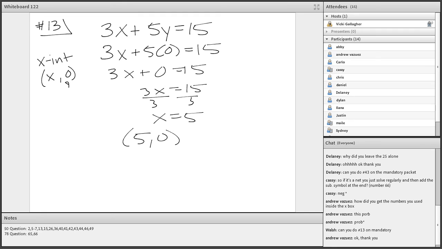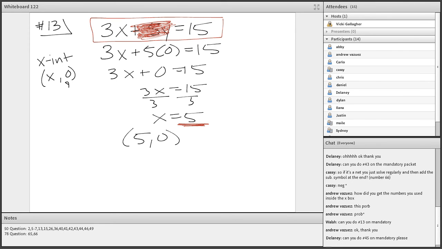The other thing you can do, if it's written in standard form and we're looking for an intercept, you can cover up the letter that you are not looking for. So if we're looking for x, we can cover up y. And now we have a very simple math problem. 3x equals 15, and we can solve that in our head, and we get this 5. Yep, we can do that one.